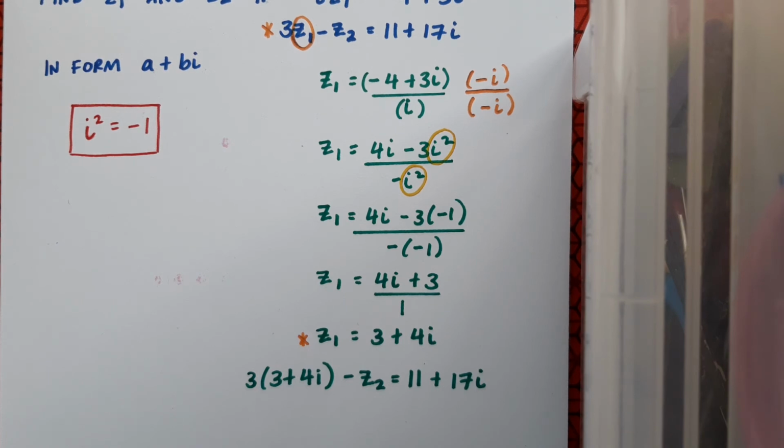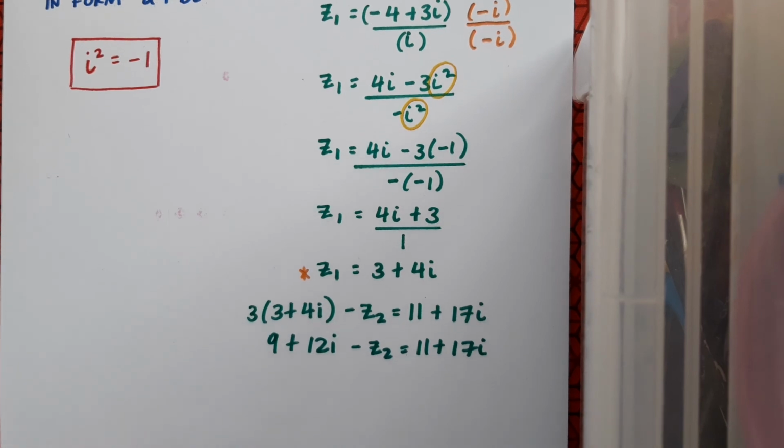11 plus 17i. I want to multiply out my brackets, and I'm going to want to get z2 to one side and everything else to the other side. So looking at it at the moment, the z2 that I have is negative. I really would prefer it to be positive because I don't want minus z2, I just want z2. So I'll bring that across to the right-hand side and everything else over to the left.